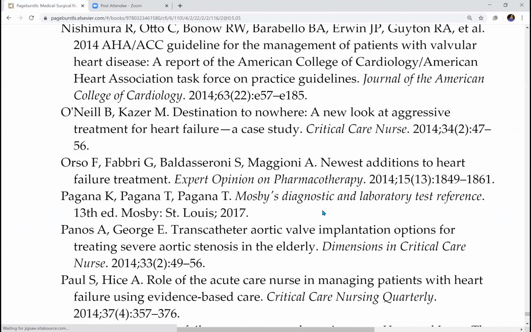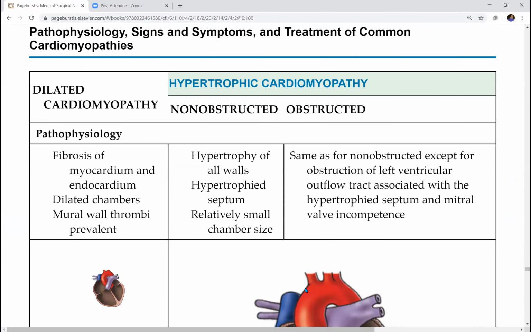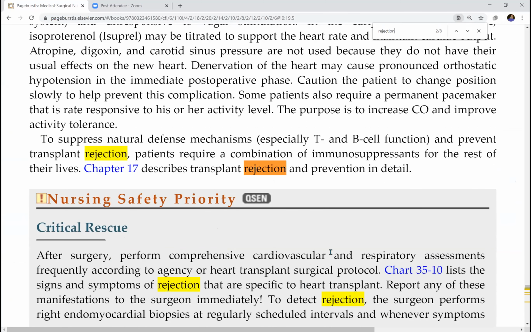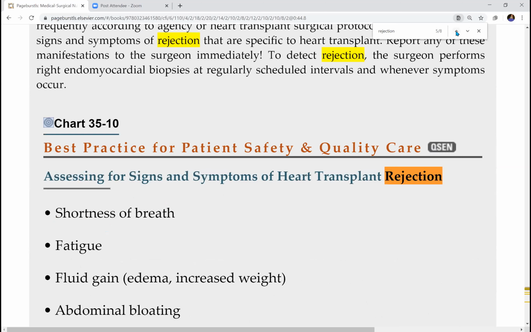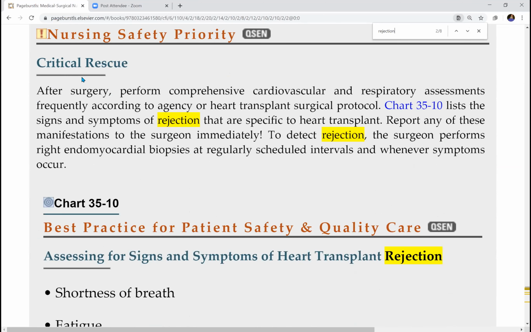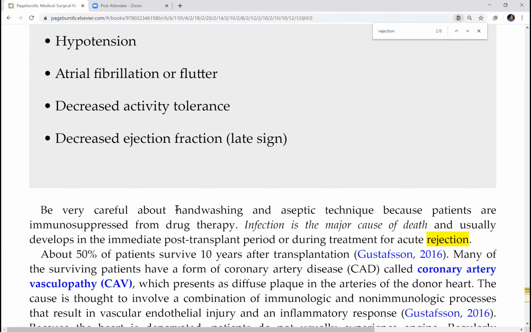Okay, for heart, this should be under cardiomyopathy because those are the patients that require transplants. Similar to chapter 58, there's a critical rescue here. Signs and symptoms, but it refers you back to 3510, so never mind. If you notice, 3510 is not really specific to rejection. It's their signs and symptoms of what? Heart failure.